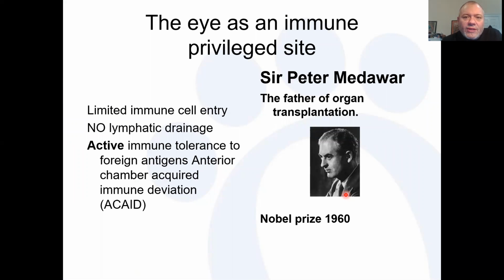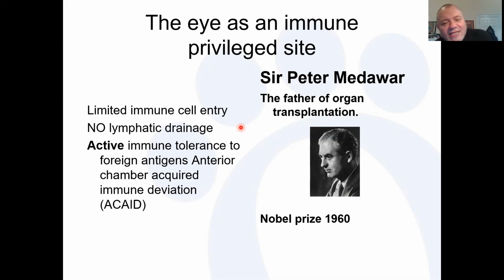So when we think about uveitis, inflammation of the uveal tract, a key point which is different to other organs of the body is its immune status. The eye as a whole is an immune privileged site. That means that there's limited immune cell entry, there's no lymphatic drainage.